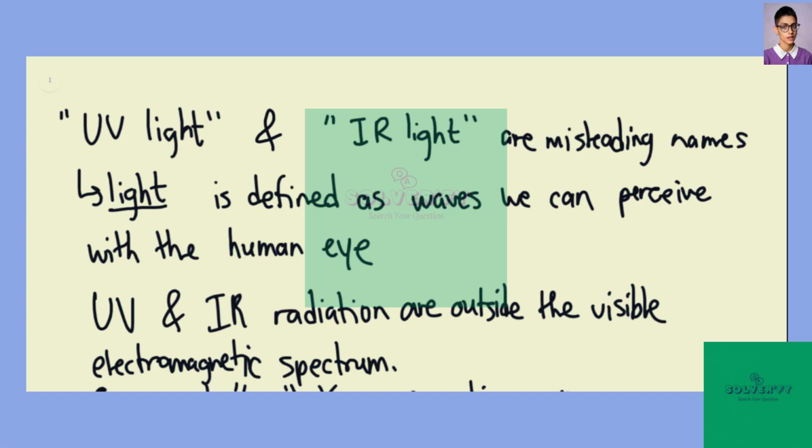So essentially, because we can't see them and their names don't include a color, that's what it comes down to. Because UV light, the name includes violet, people often say, oh, it's UV light or infrared light. But again, light is strictly defined as waves that we can perceive with the human eye and inside the visible electromagnetic spectrum.